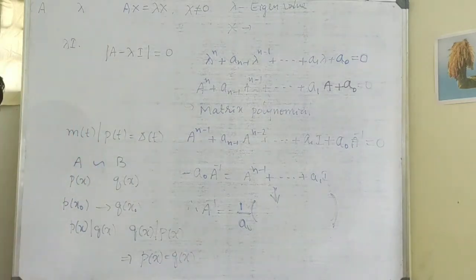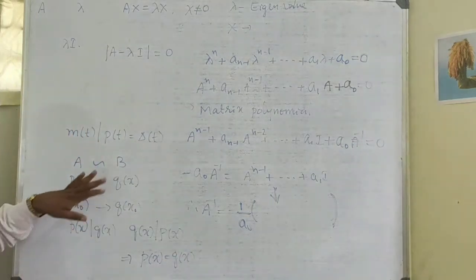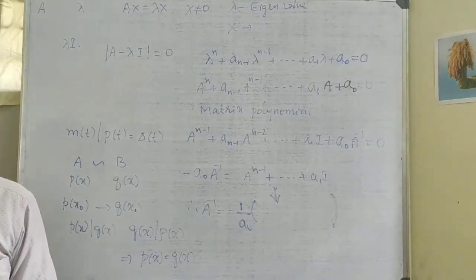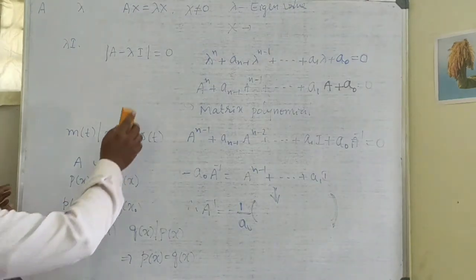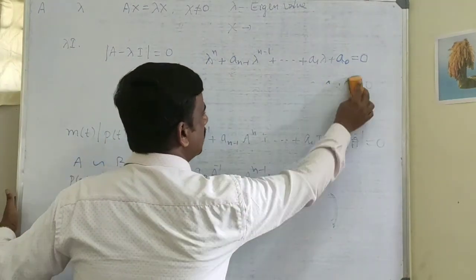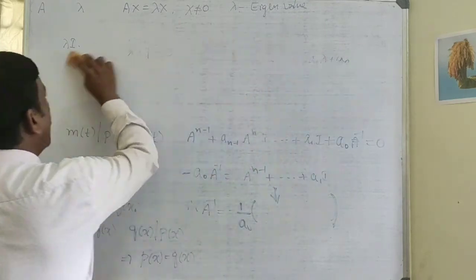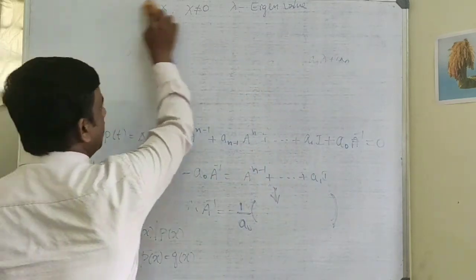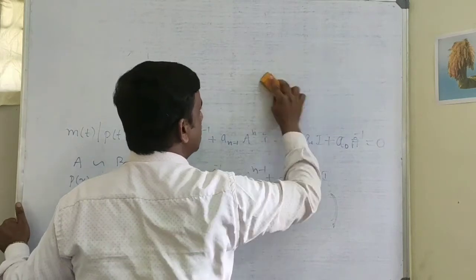You can conclude that P of x equal to Q of x. So two similar matrices have the same minimal polynomial. So that is about minimal polynomial. How to compute the minimal polynomial of a matrix, that we shall discuss later.